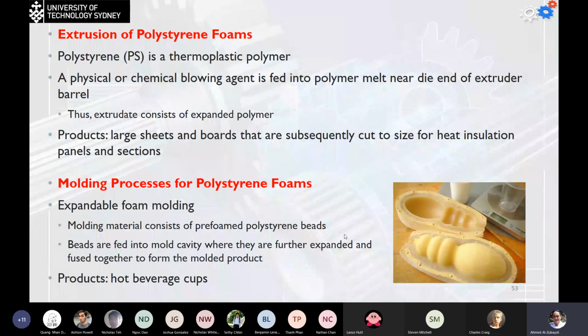For the extrusion of polystyrene foams, usually it's a thermoplastic polymer. The physical or chemical blowing agent is fed into the polymer melt near the die end of the extruder barrel. Thus, it's mixed, and then it expands, taking the shape of the mold, and then we can take it out, as you can see here. The molding process for polystyrene foams usually uses expandable foam moldings, and the products are, for example, hot beverage cups.